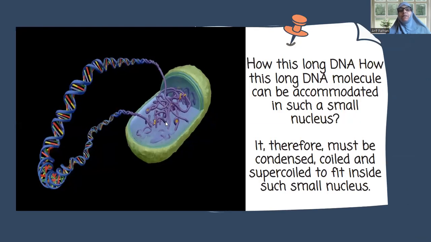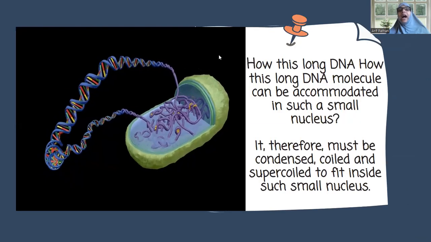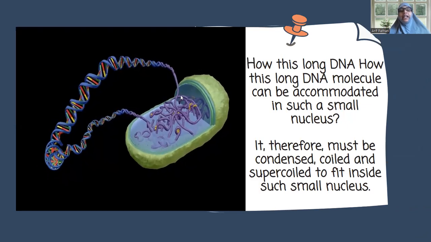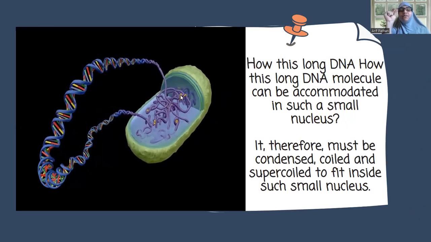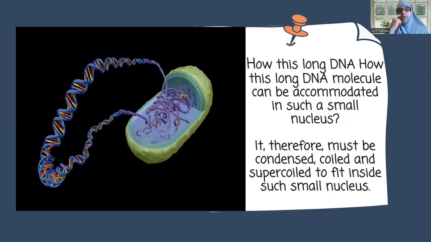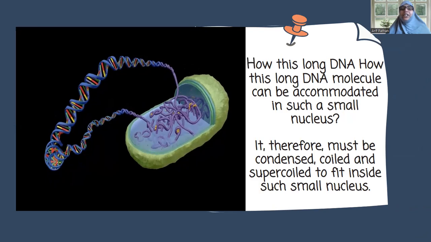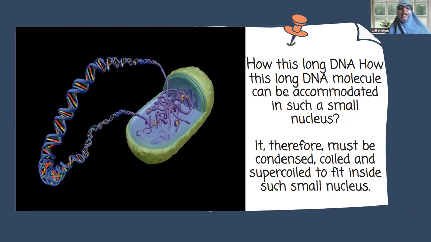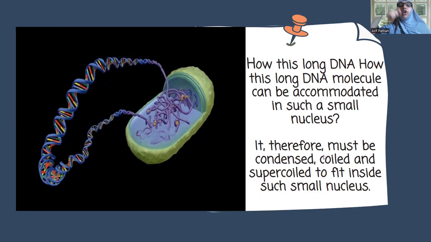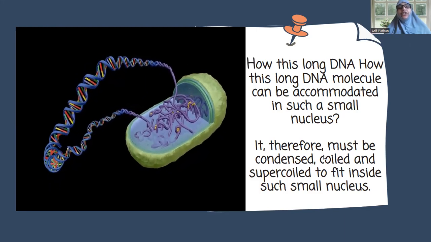Now we move to the next part of the chapter to understand how such a long DNA fits inside a very small cell, even a bacterial cell or a eukaryotic cell. So how can this long DNA be accommodated in such a small nucleus? It has to undergo coiling and condensation and supercoiling.